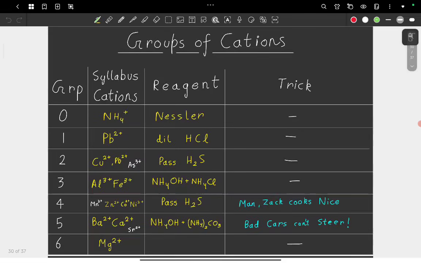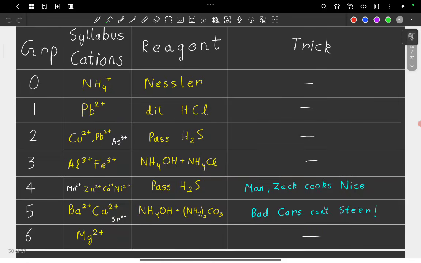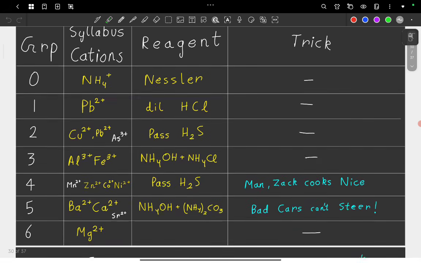And I am very sorry, but you have to remember these groups because in JEE 2022 they asked a direct question: which of these ions is not present in group 4. But luckily, it's easy to remember this because three of the groups have only one member. Group 0, as I told you, is the ammonium ion, and it is the only non-metal here.